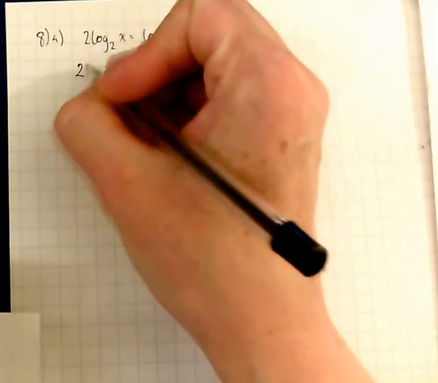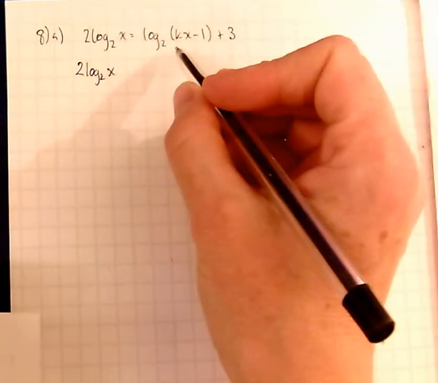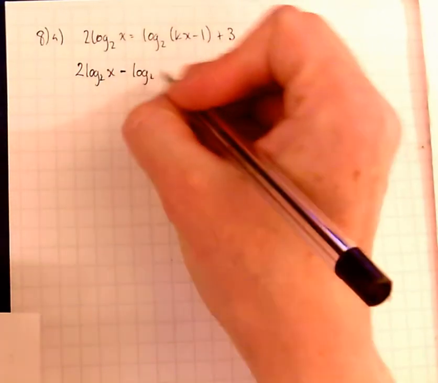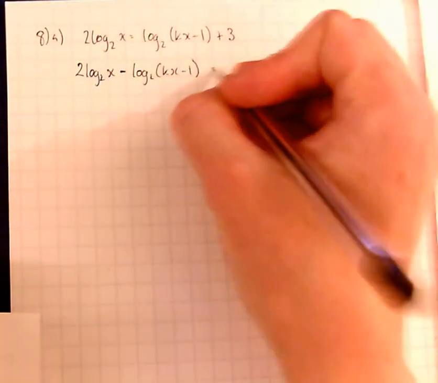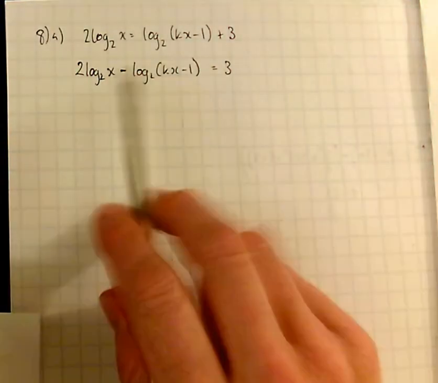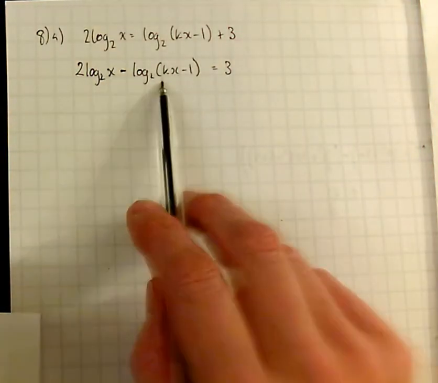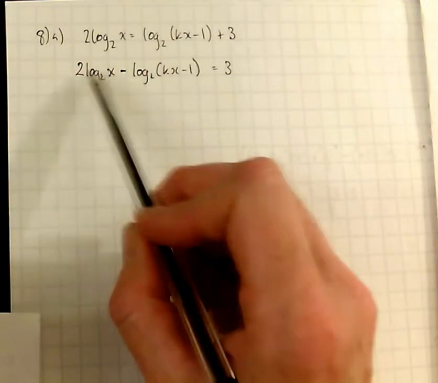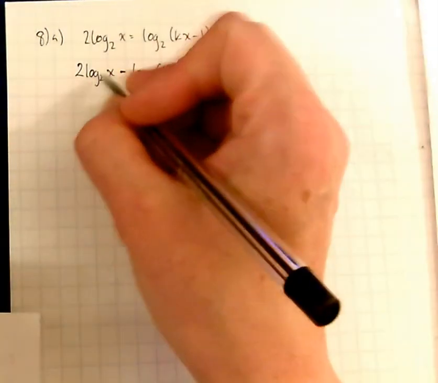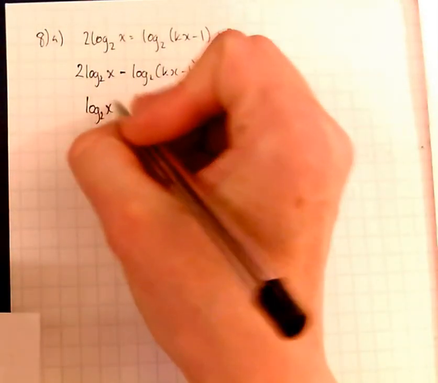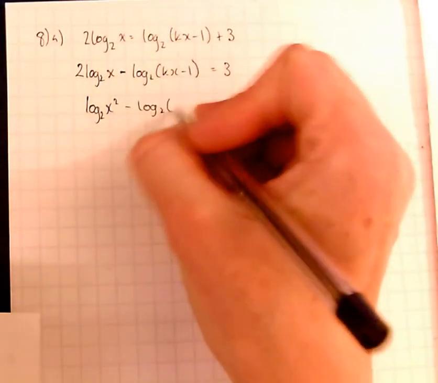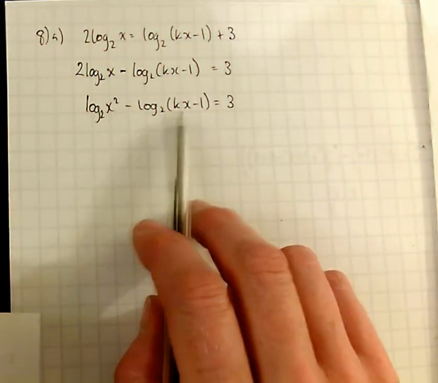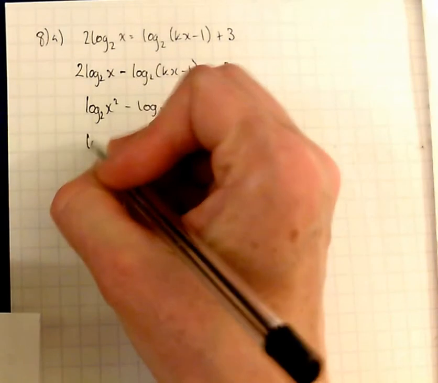So I'm going to subtract log base 2 of kx minus 1 from both sides. Okay, so that's now equal to 3. Now remember, when we're subtracting, we can divide logs, but before we do that, we have got log base 2 of x multiplied by 2, so we can bring the power up. Okay, so now we have a log subtract a log, and we can do the division.